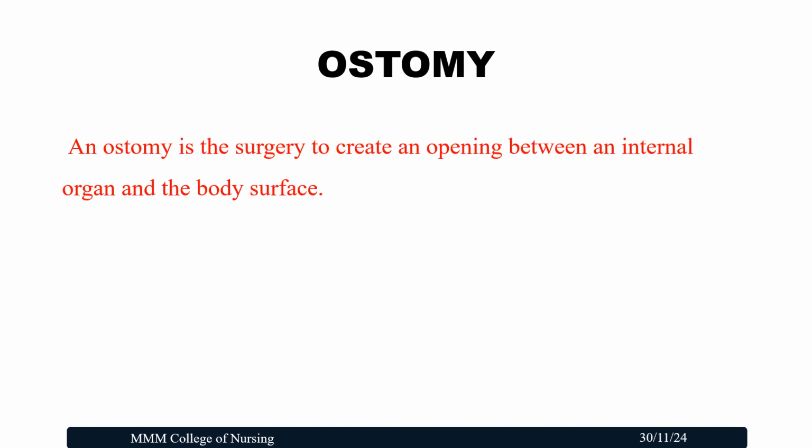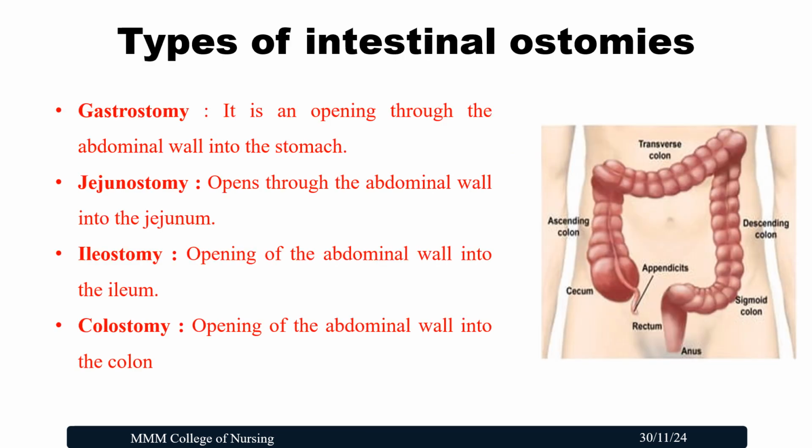What is an ostomy? An ostomy is a surgery to create an opening between an internal organ and the body surface. The types of intestinal ostomies are gastrostomy, jejunostomy, ileostomy, and colostomy. Gastrostomy is an opening through the abdominal wall into the stomach, jejunostomy opens through the abdominal wall into the jejunum, ileostomy opens the abdominal wall into the ileum, and colostomy opens the abdominal wall into the colon.